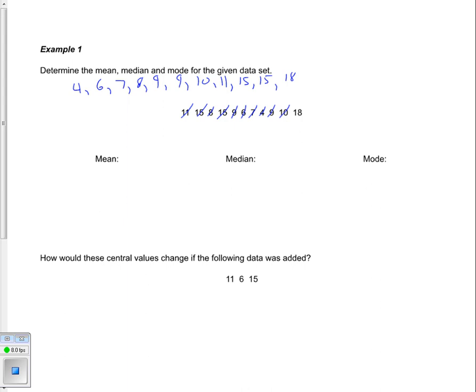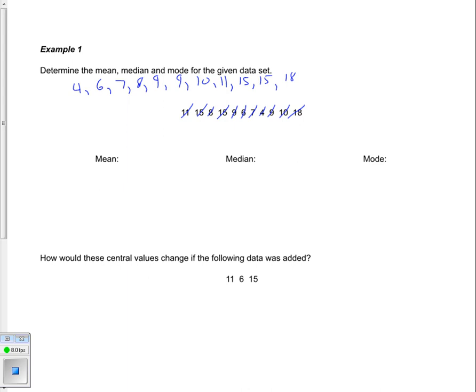Okay, so that's the first thing you need to do, is order the number set in order from the lowest number to the biggest number. Okay, and then you want to verify that you have the correct number of points of data. So I've got 1, 2, 3, 4, 5, 6, 7, 8, 9, 10, 11 in my original set, and I've got 1, 2, 3, 4, 5, 6, 7, 8, 9, 10, 11 in my second one. So I have the correct number of data points.